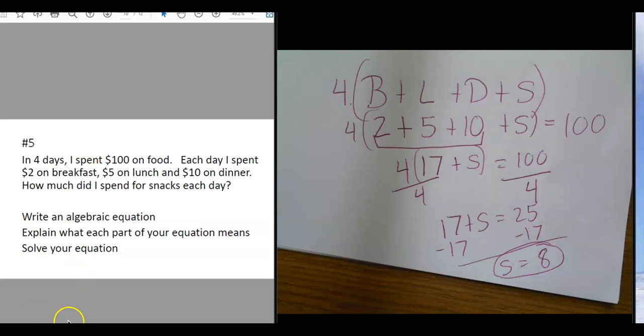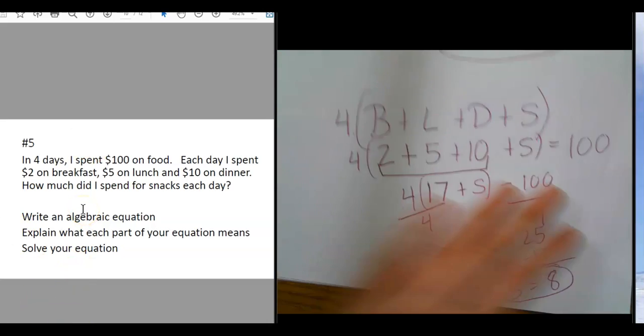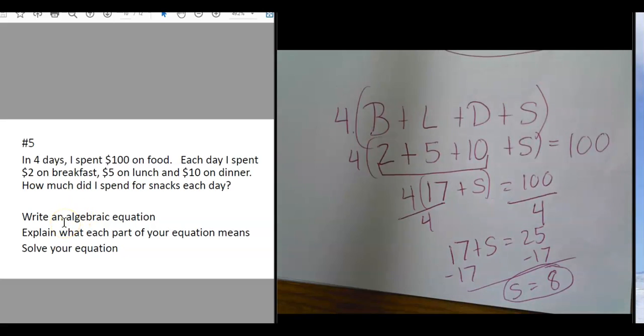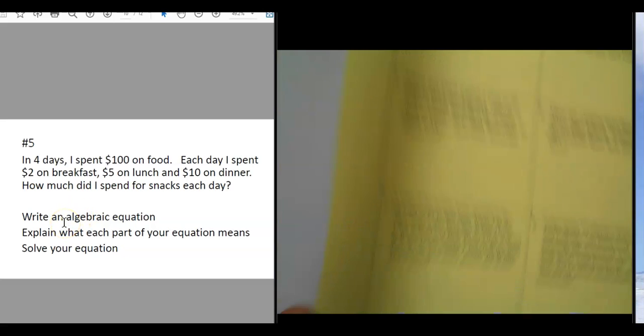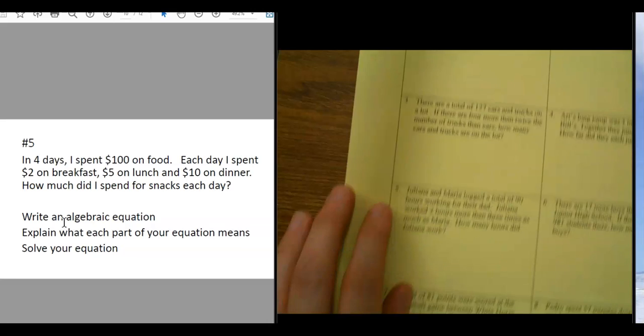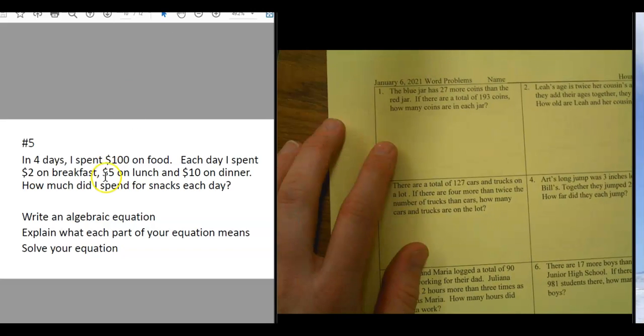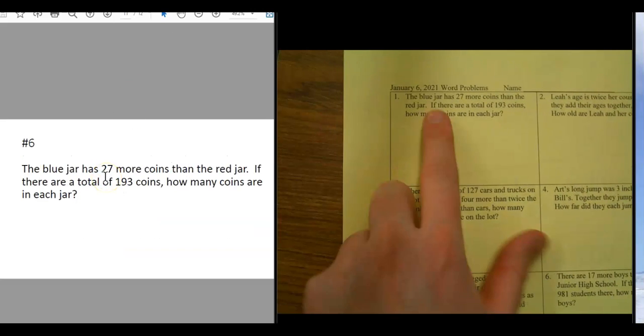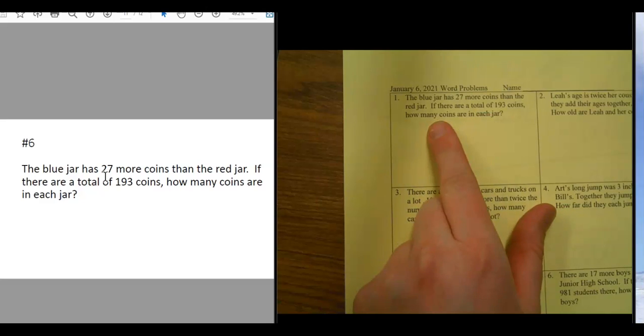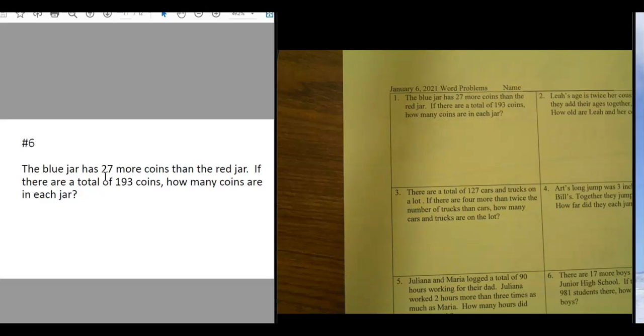Okay, our next ones are going to be from the homework. So I'm going to do a couple from the homework to help you understand what's going on with them. The first one I want you to look at is this one right here. It says, the blue jar has 27 more coins than the red jar. If there are a total of 193 coins, how many coins are in each jar?